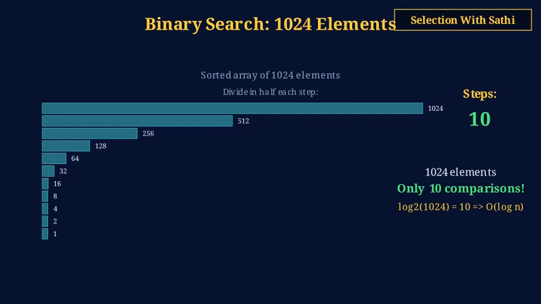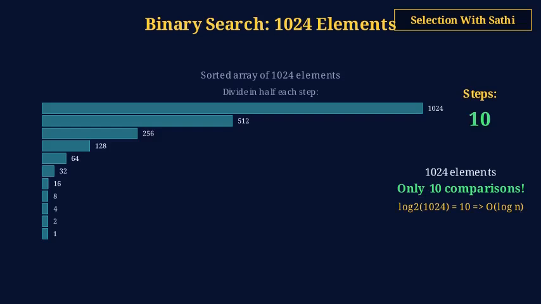Step 4. 64. Step 5. 32. Step 6. 16. Step 7. 8. Step 8. 4. Step 9. 2. Step 10. 1. After just 10 comparisons, we have either found our target or confirmed it's not there. 10 comparisons out of 1024 elements.